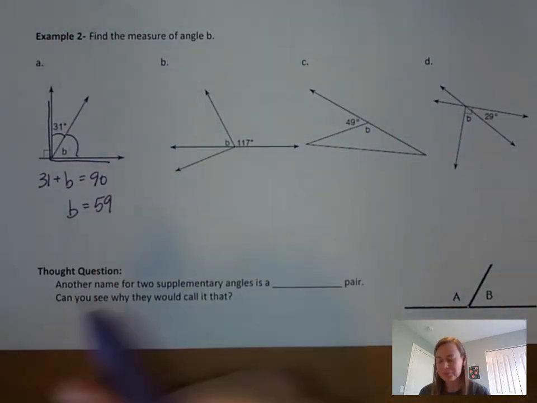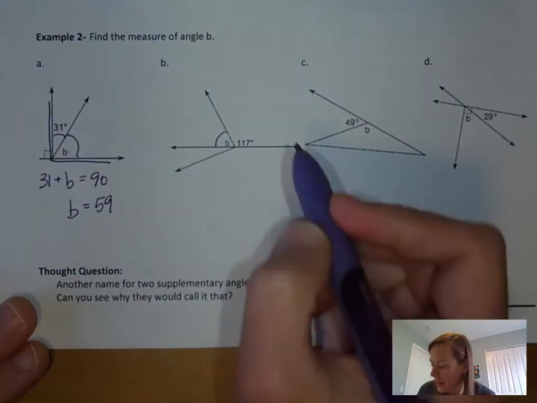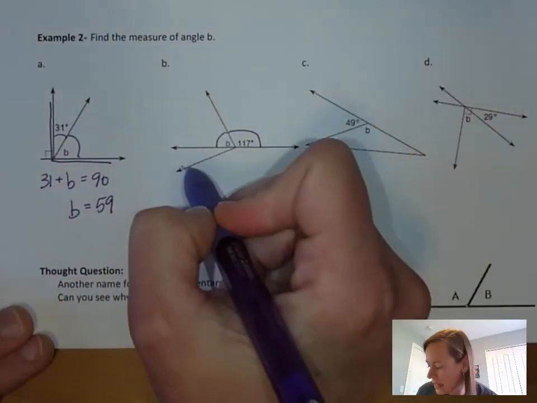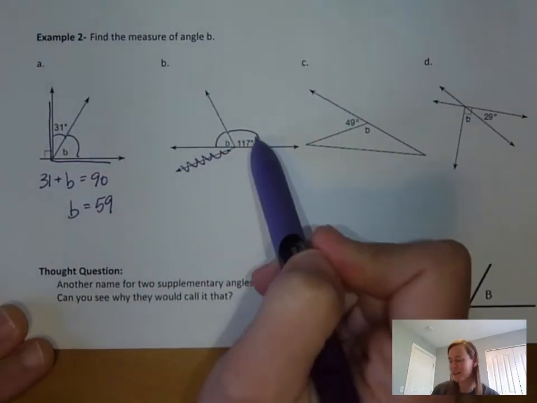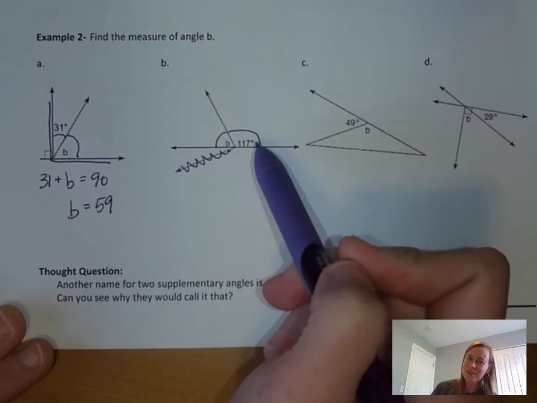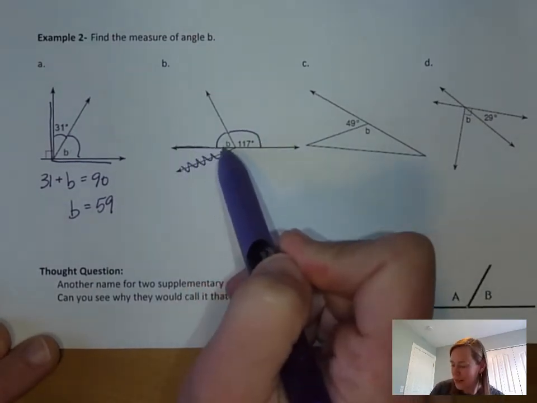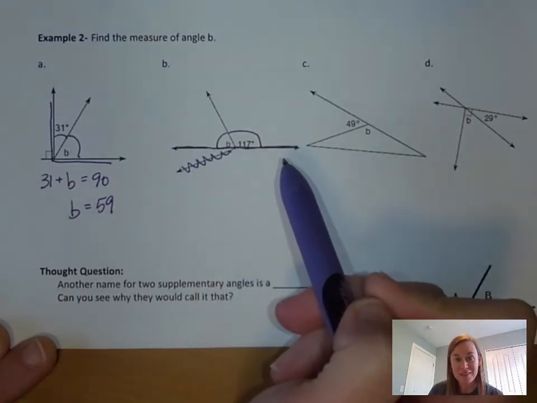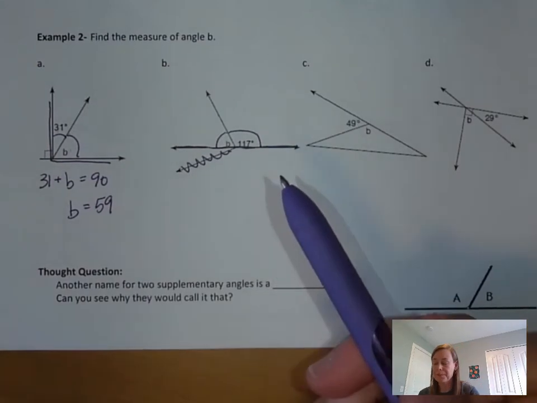Let's do another one. Okay, this time we have this angle, the one that's labeled B, and we have this angle, the one that's labeled 117. We don't really need this line, it's just kind of there to throw us off. So together, are these two angles going to equal 90 degrees or 180 degrees? Are they forming a right angle or are they forming a line? They're forming a line, so that means we need to say that they add up to 180 degrees.